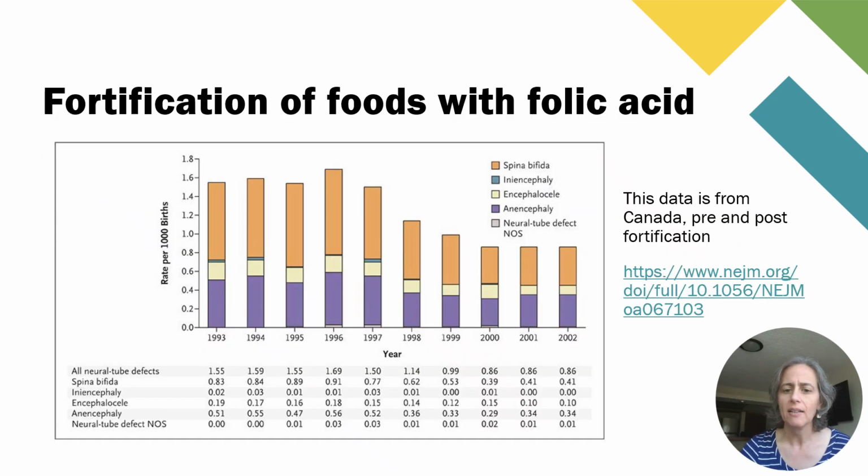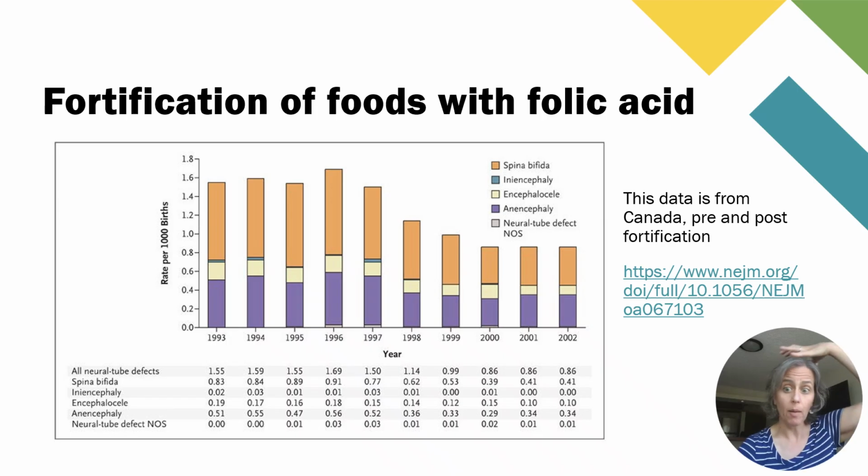So this is data looking at Canada, actually, because it was a nice article in the New England Journal of Medicine. I liked that they showed this particular graph. What they're showing you here is the rate per 1,000 births of neural tube defects in Canada. They've broken them out by different types of neural tube defects. Spina bifida, which is the one that you saw the example of, is the one in the orange.